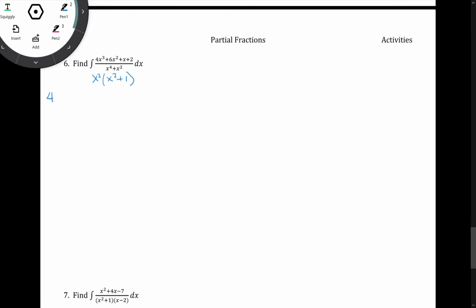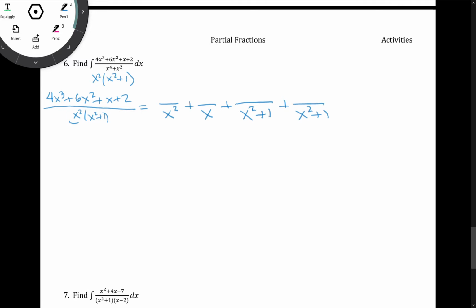So I'm going to say I have a 4x cubed plus 6x squared plus x plus 2 over an x squared times x squared plus 1. And when I split that up into pieces, I have 2 different things happening. First, I have a repeated linear factor. X is linear on its own. Y equals x is linear. So I need to allow for the fact that there had to be an x squared, but could also have been a secret x sneaking around there. And then for the irreducible quadratic, you don't have to make 2 fractions for this one, but I generally do just because it saves me some trouble later and doesn't really make any difference up front here.